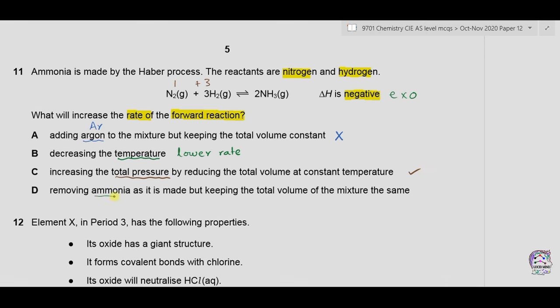D. Removing ammonia as it is made but keeping the total volume of the mixture the same. As the total volume is the same, the pressure will also be the same, and removing ammonia will result in the position of equilibrium moving in the forward direction. There will be no effect on the rate of the forward reaction. So therefore C is the correct option.